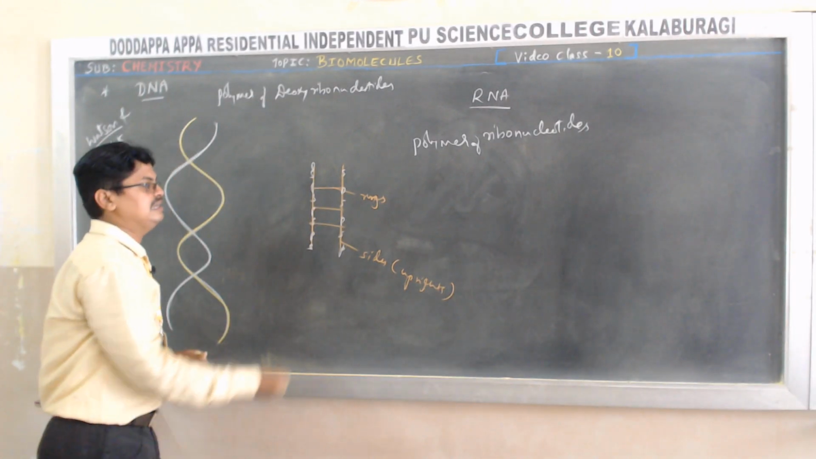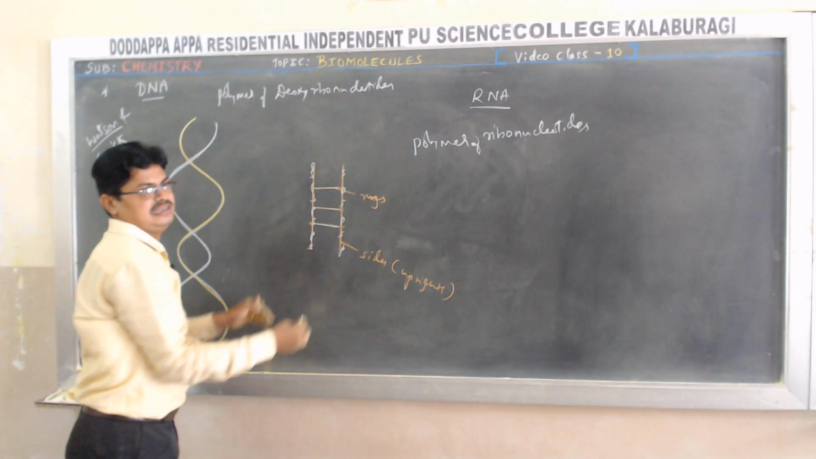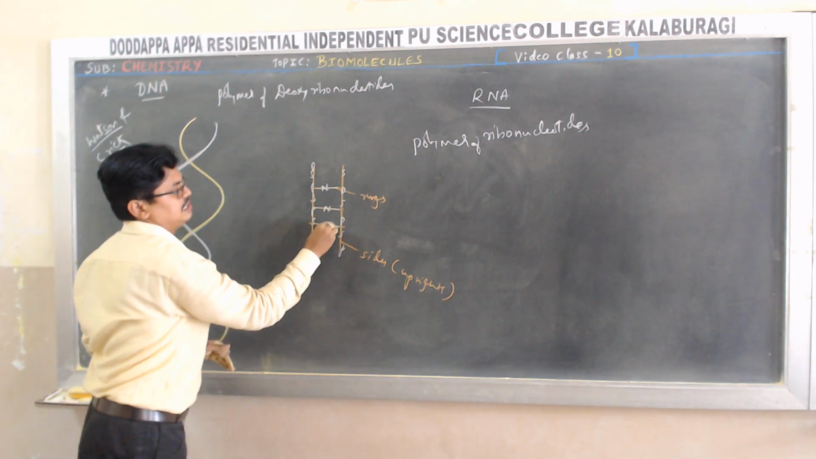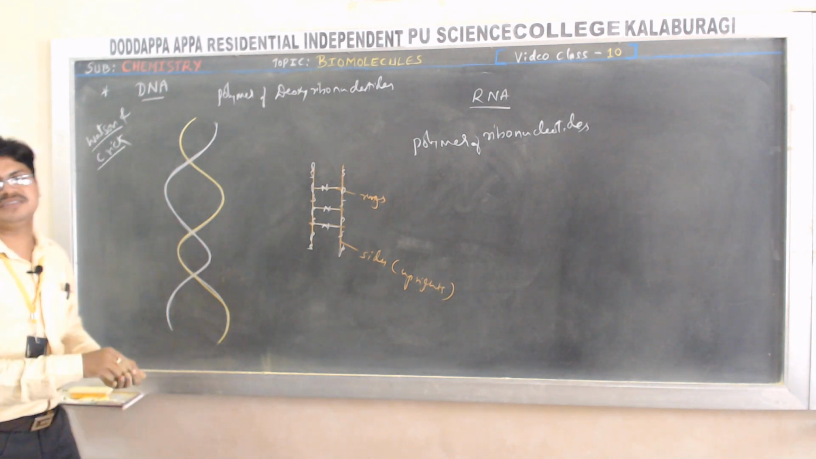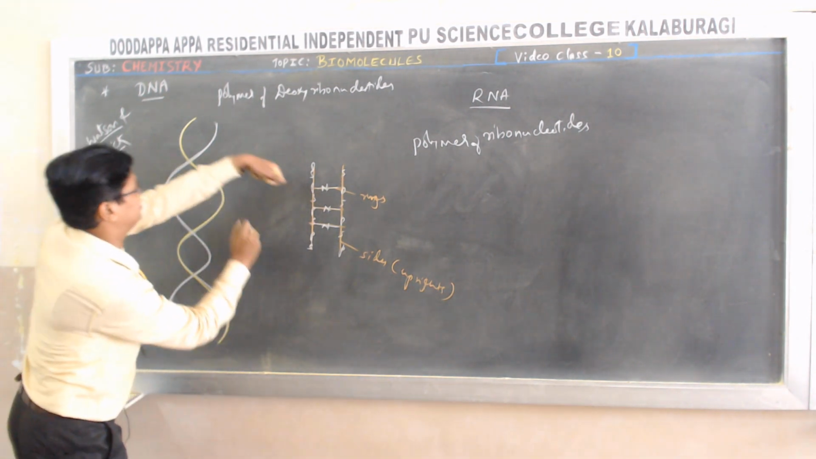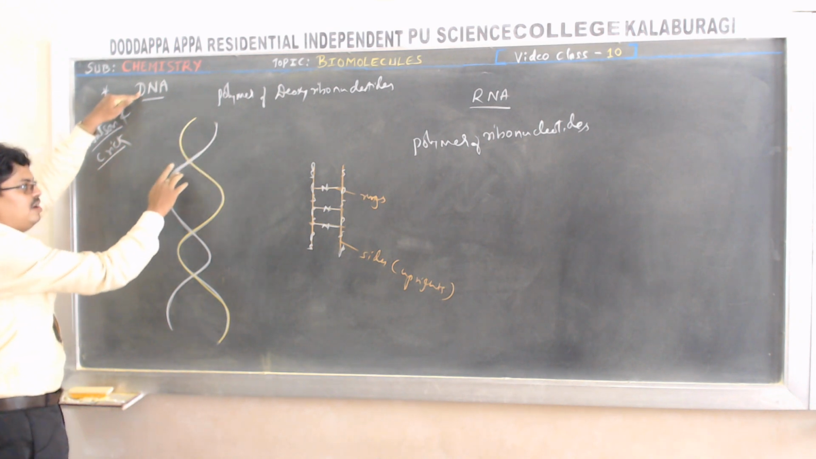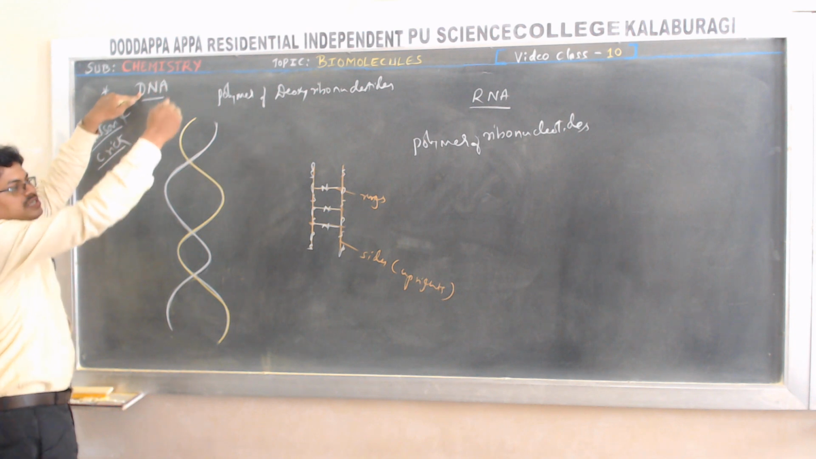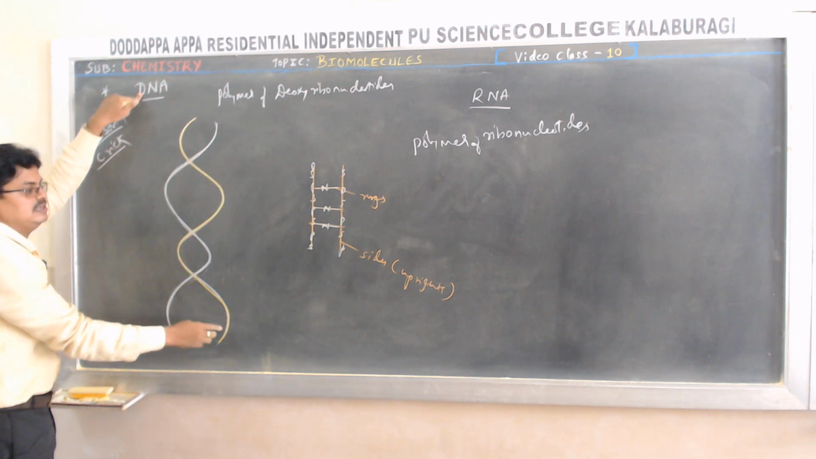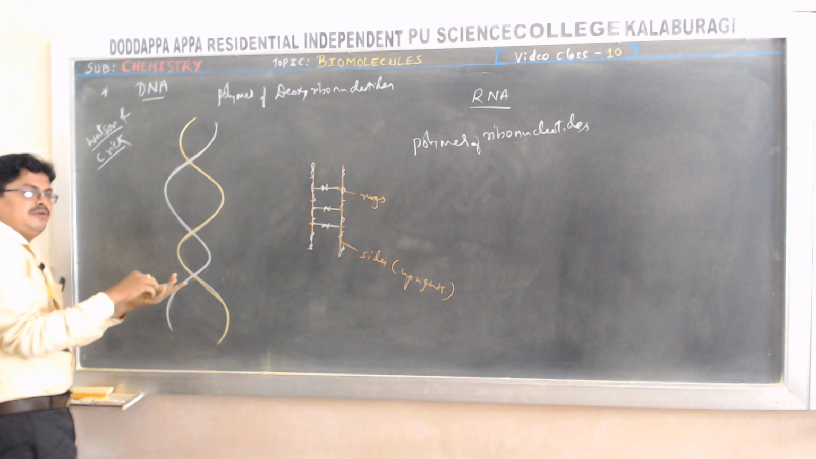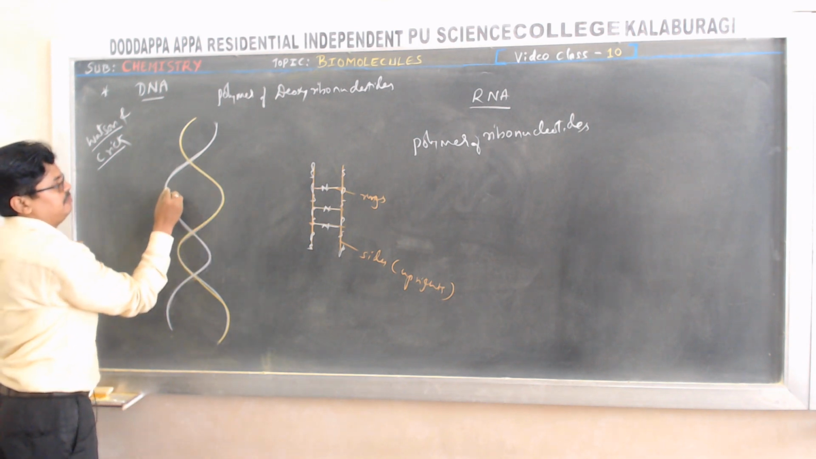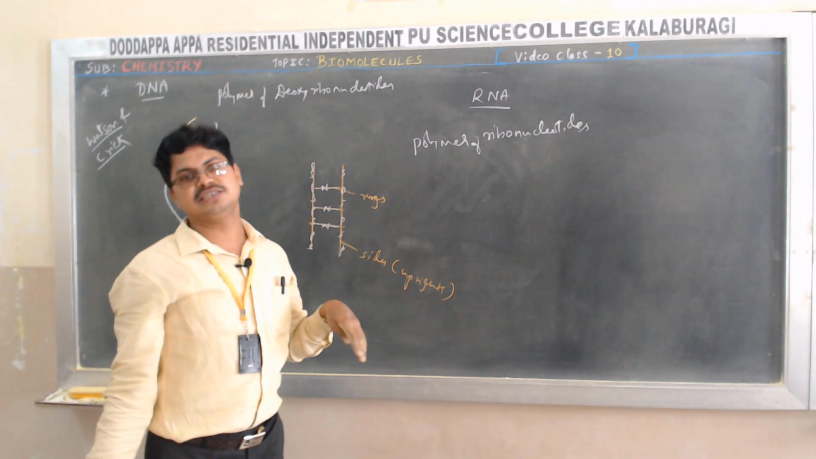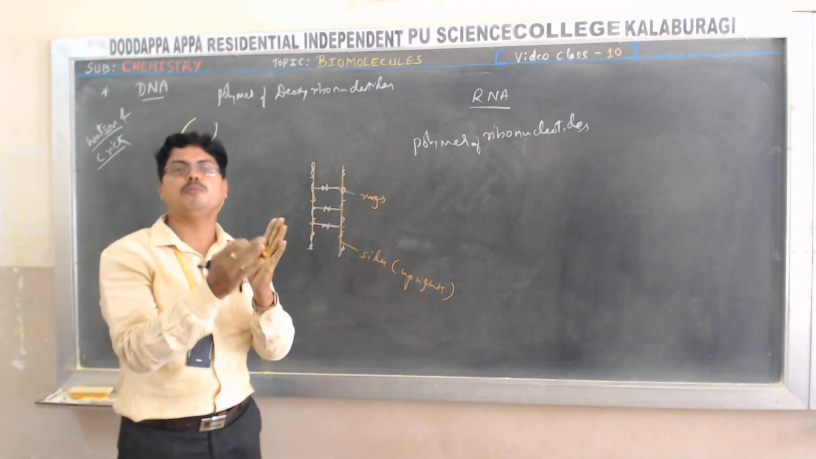The rungs, meaning the steps, are made up of nitrogen bases. That is what is shown here in a twisted manner. The sides, the uprights, are made up of repeating units of sugar and phosphate. In between, we have the rungs, the steps, made up of nitrogen bases. These nitrogen bases are complementary to each other.